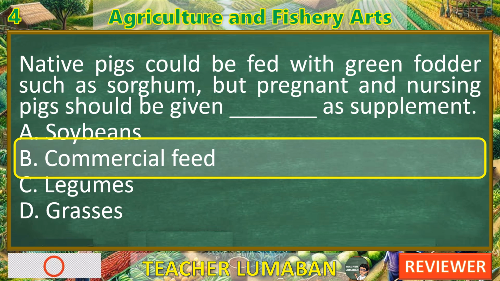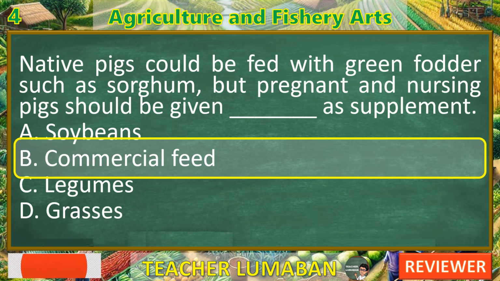B. Commercial feed. Commercial feeds are formulated to provide a balanced diet, including the necessary protein, vitamins, minerals, and energy for specific life stages of pigs, such as pregnancy and nursing. This makes it the best supplement to ensure that the pigs get all the nutrients they need during these demanding periods.